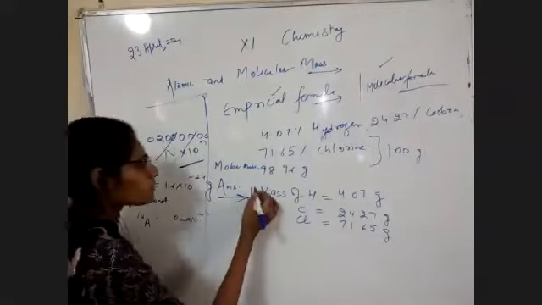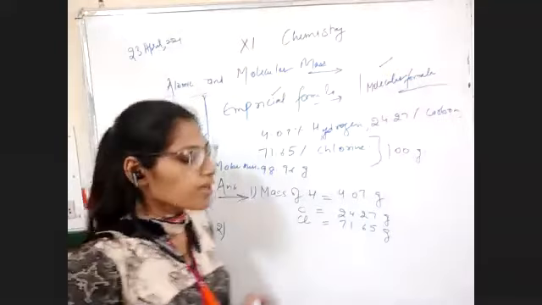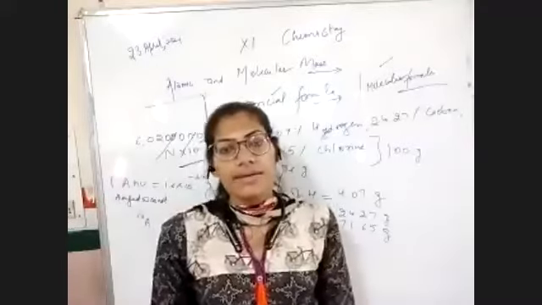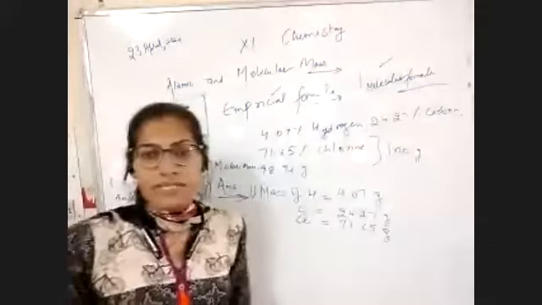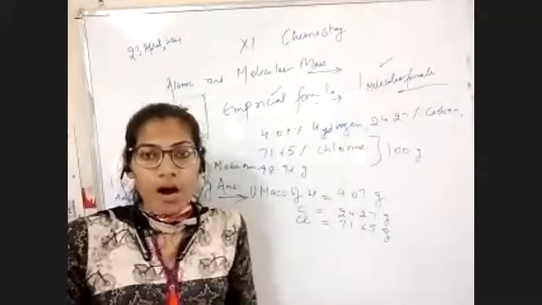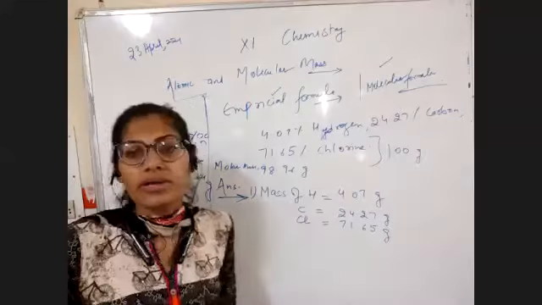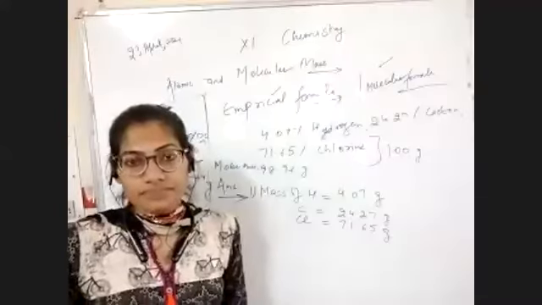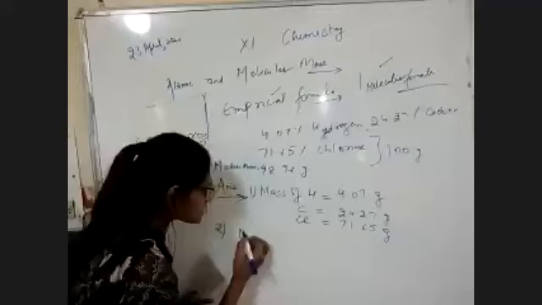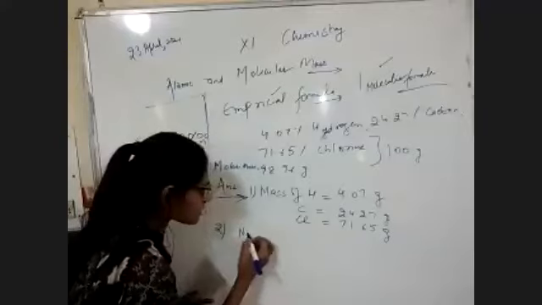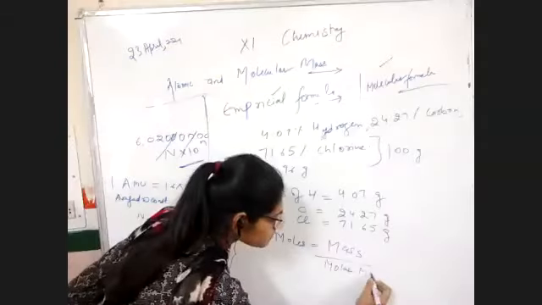Now for the second step we have to calculate the number of moles. See class, if we need to describe our molecular formula, we must know how many moles are present in that particular molecule. So if we need to calculate the number of moles, there is a basic formula: number of moles is mass over molar mass.